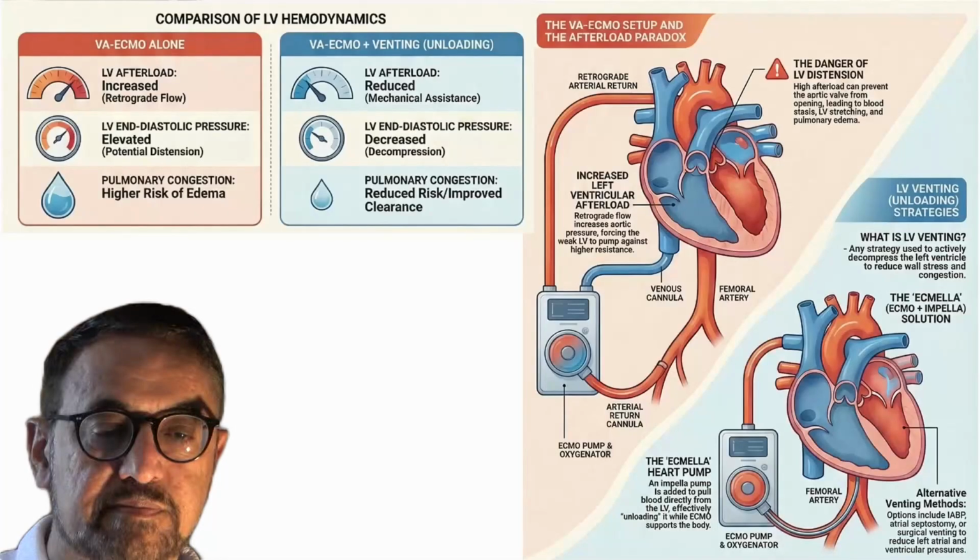Now, to understand VA ECMO, the venous cannula takes blood from the right side through the ECMO machine and it is given back to the arterial side. As this is given back to the arterial side, the afterload to the left ventricle increases. And if this is not borne in mind, this could lead to an LV end-diastolic pressure rise, causing pulmonary congestion. A way of mitigating this is what we call ECPELLA, where you put an Impella to unload the left ventricle along with ECMO. Or you could do a balloon pump or an atrial septostomy or consider surgical options.